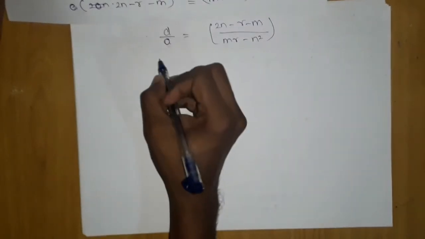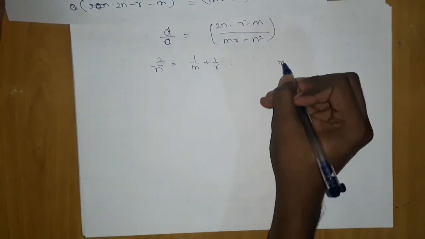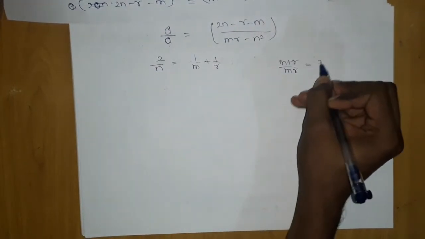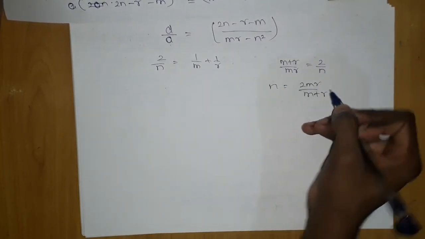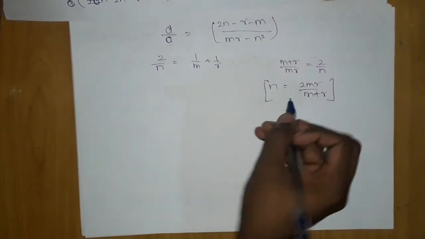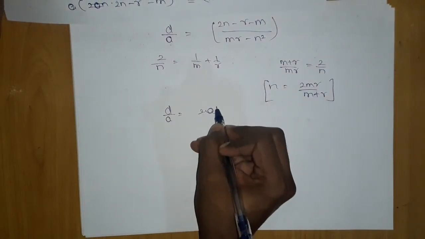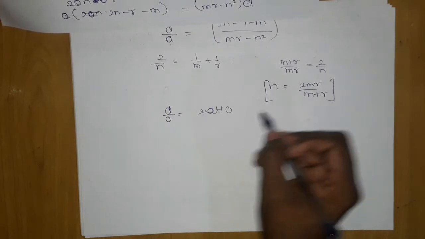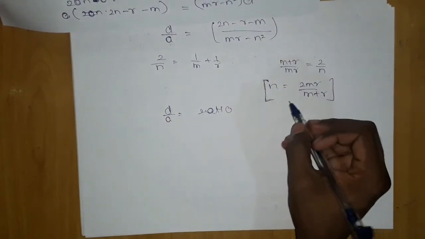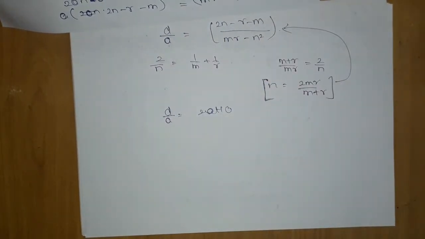How can we find it? 2 by n is nothing but 1 upon m plus 1 upon r. Here you can easily find that (m + r) upon (m into r) is nothing but 2 by n, so n is 2mr upon (m + r). So we got n. Now you can substitute this n here and get the d by a ratio. Because the calculation is quite large, I'm avoiding it. You can do the calculation part yourself. I have given you the n value. Just substitute it here and get whatever you want.